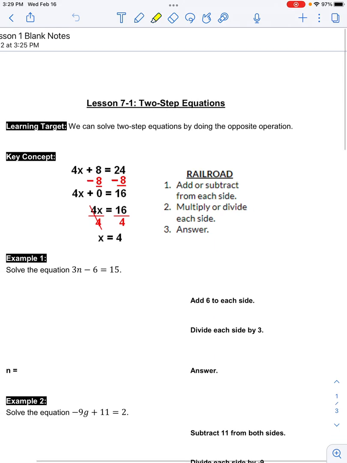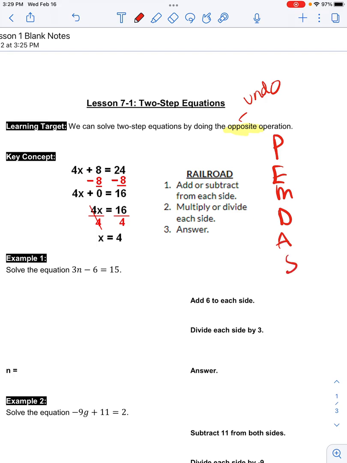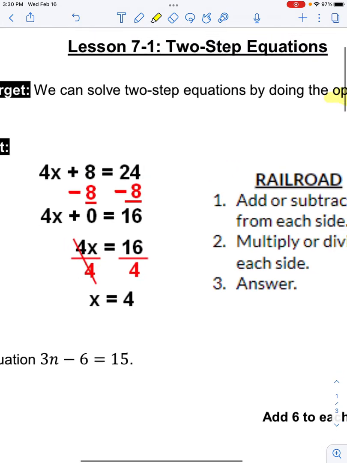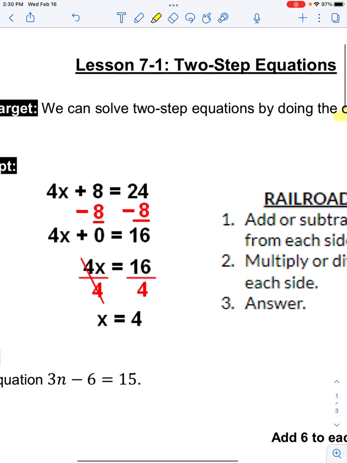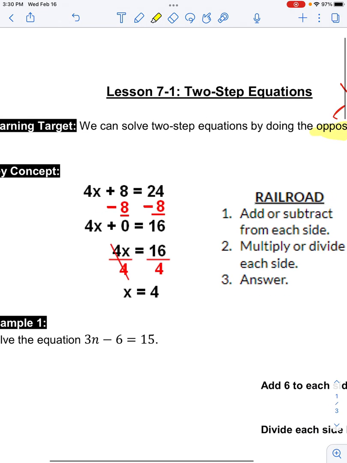All right, here's a new unit focusing on solving two-step equations. One of the keywords is opposite, or we're going to undo the previous operation. I know we've talked about PEMDAS before, that's the order of operations. But we're going to use PEMDAS backwards, which means we're going to do all addition and subtraction first, then division and multiplication, then exponents, and then parentheses. That's why we're trying to undo equations by solving for x.